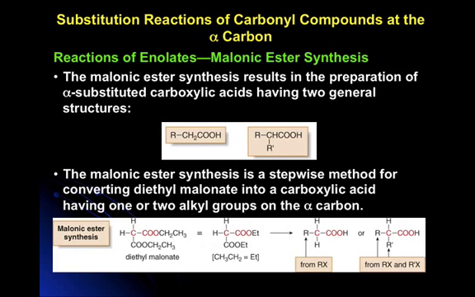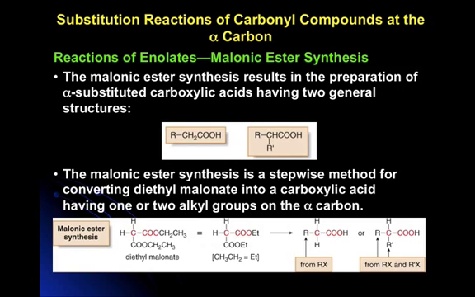The malonic ester synthesis is, again, using enolates, but those enolates are derived from malonic esters. So this is diethyl malonate, diethyl malonic acid ester, basically. These alpha hydrogens, are they real acidic or just kind of acidic or not acidic at all? Remember that table we had? They're going to be pretty acidic, right?